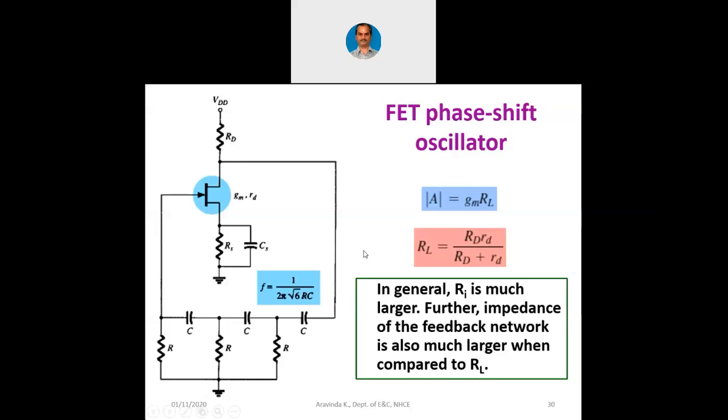Why does this gain have to be important? We have seen earlier that for the phase shift oscillator, the gain factor is also playing a critical role, because it is A into beta that is going to satisfy the Barkhausen criterion. That is why the amplifier's gain is discussed here.